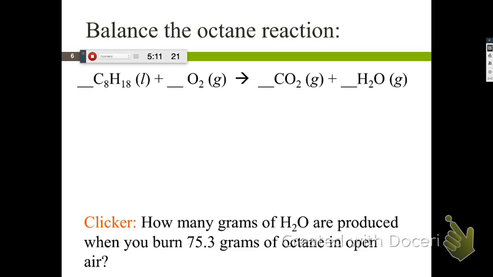So we can think about the equation. If we had a specific amount of oxygen, that would change the way we might do our reactions. So go ahead and answer this next question. I'll do this as a new clicker.